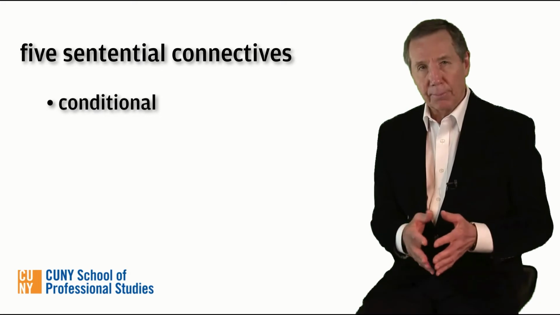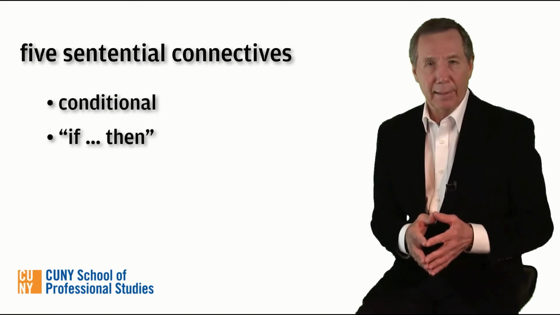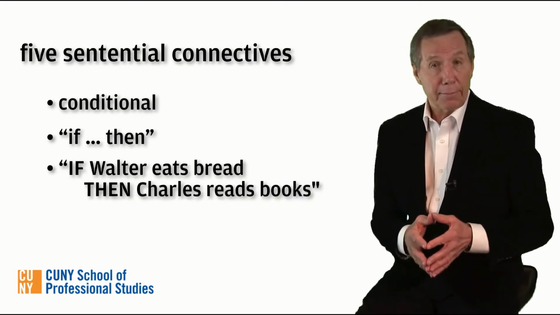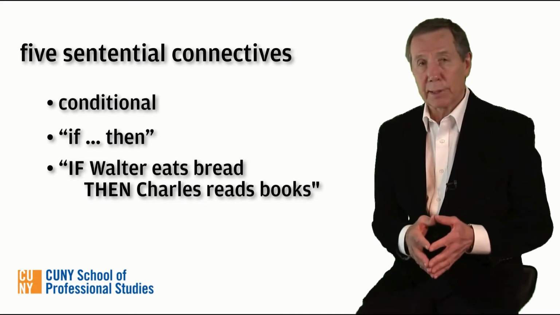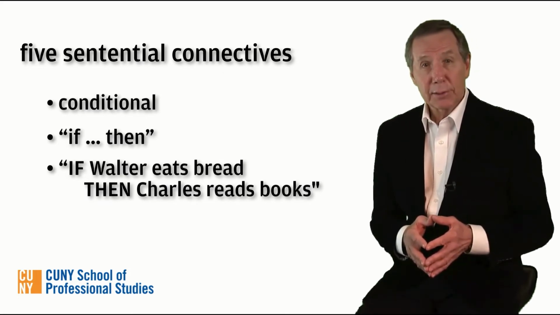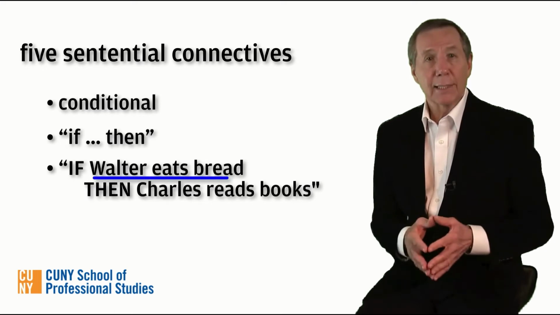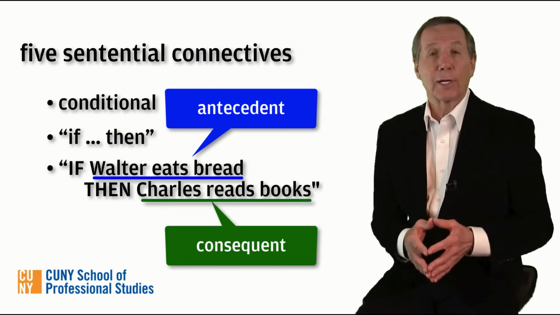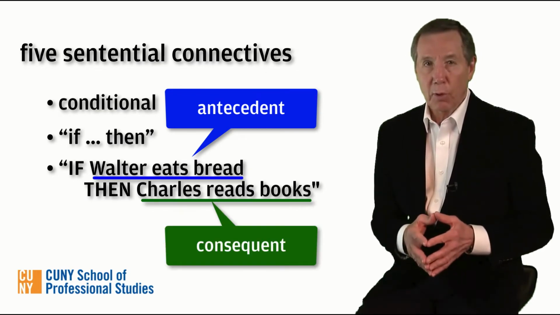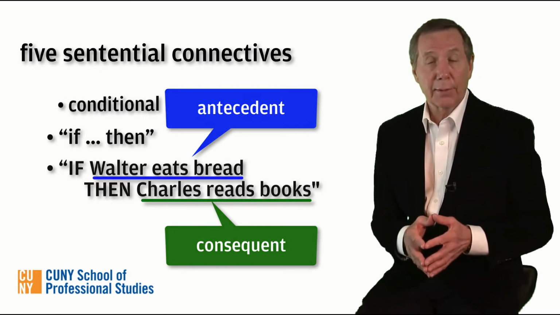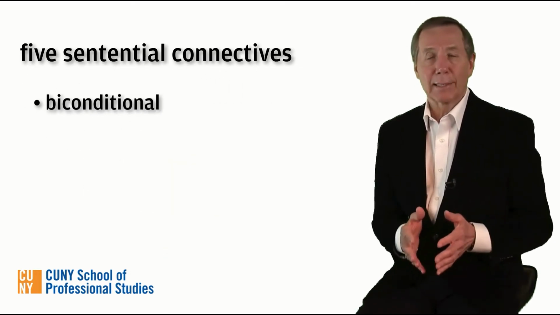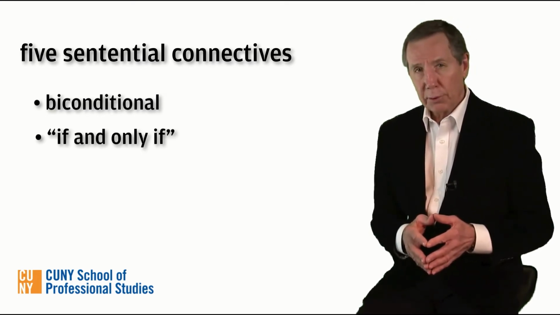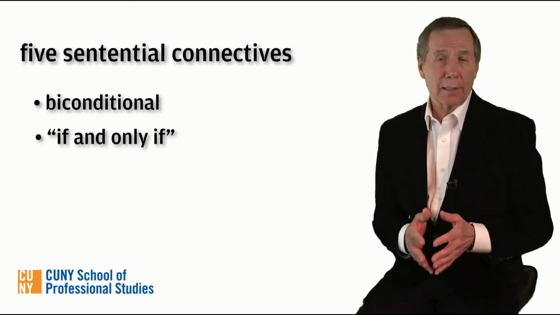Fourth, the conditional, expressed in English by the use of "if" and "then." We could place our two atomic sentences in a conditional relationship as follows. If Walter eats bread, then Charles reads books. By the way, the sentence that follows the "if," in this case Walter eats bread, is called the antecedent. The sentence that follows the "then," in this case Charles reads books, is called the consequent. Every conditional sentence will always have these two parts, the antecedent and the consequent. Last, the biconditional, expressed in English by the phrase if and only if. We could place our two atomic sentences in a biconditional relationship as follows.